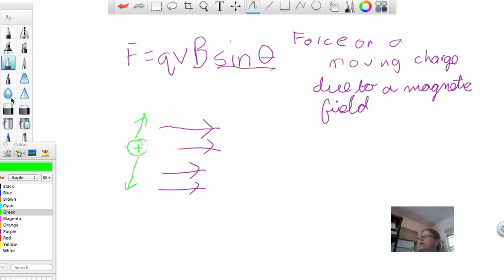What is the force on a new charge while it's just sitting there? What's v? Oh, v is 0. So the force is 0. A stationary charge in a magnetic field doesn't care that it's in a magnetic field. It has 0 force on it.